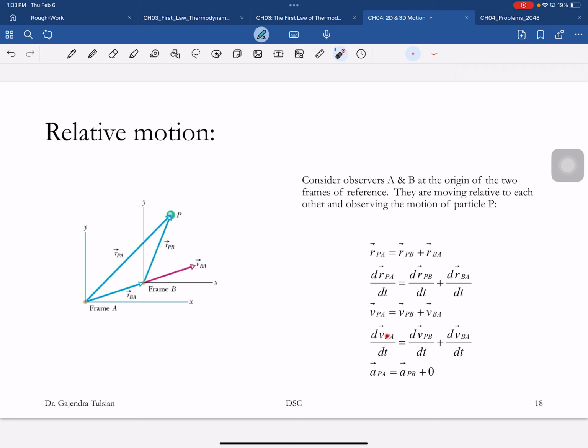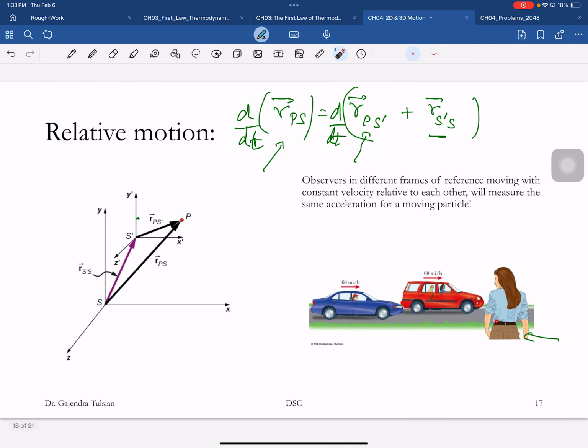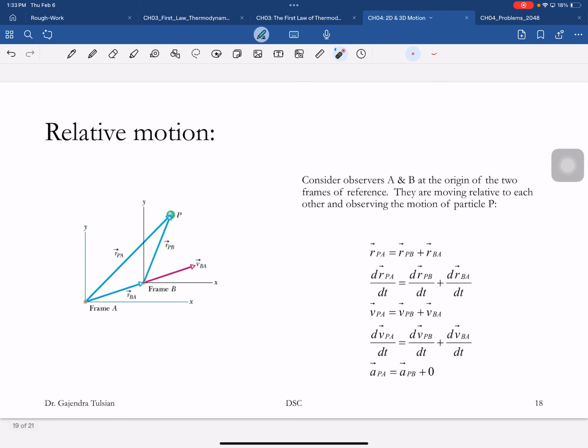Then you take the time derivative of the velocity. If the frame is moving at constant velocity, then this will be 0. And what this is saying is the acceleration in frame A is the same as acceleration in frame B. The acceleration seen by this person is the same as acceleration seen by that person. You'll get a parabola. So gravity will be the same in both frames of reference. That's what it's saying.